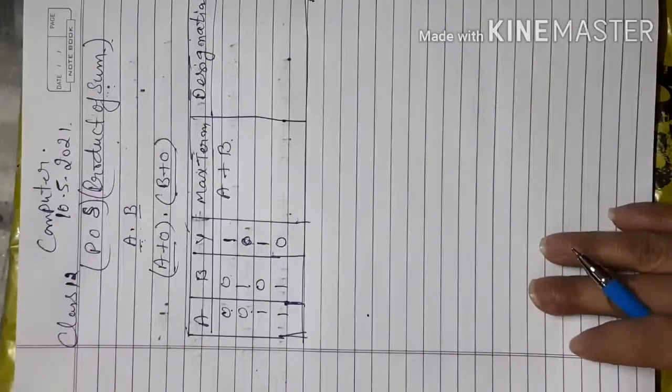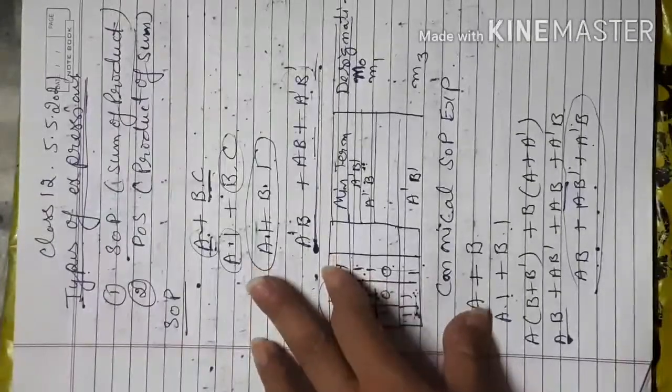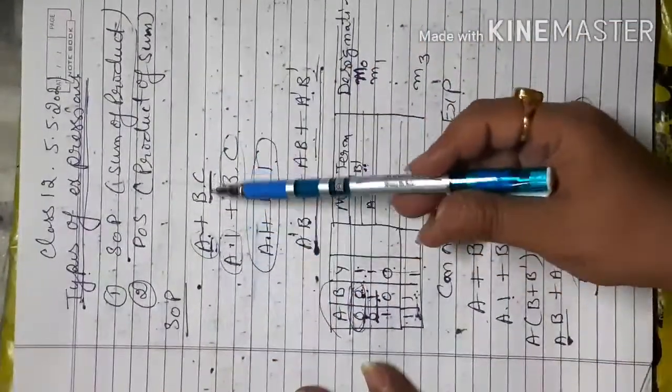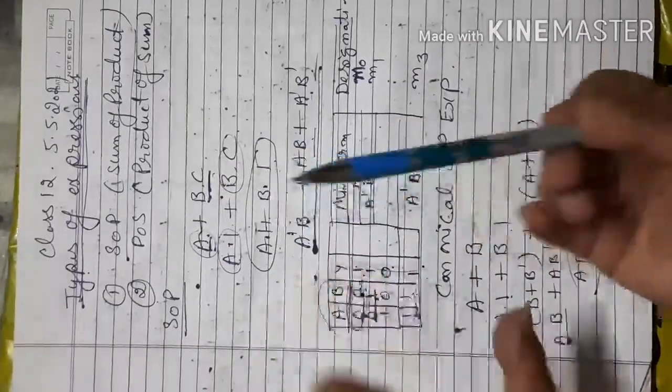Hi, good morning everyone. Today we will discuss the second type of expression, that is product of sum. Sum of product we already discussed in our last video. In our last video we discussed sum of product: if you have two inputs or three inputs, the product of these inputs will be added.